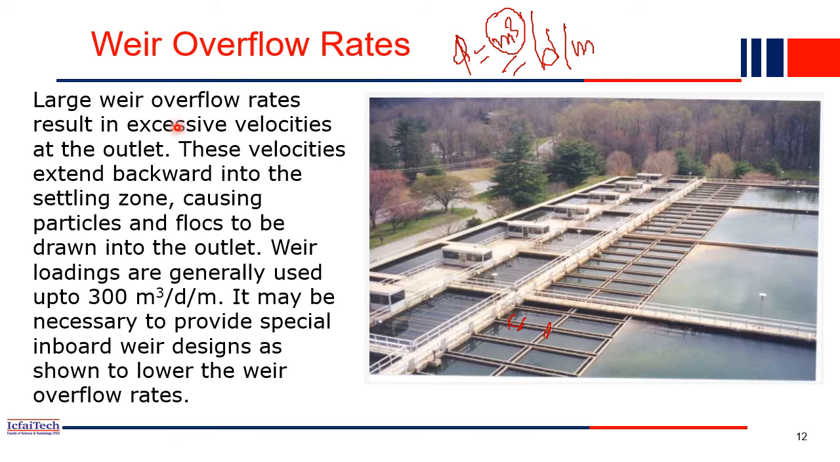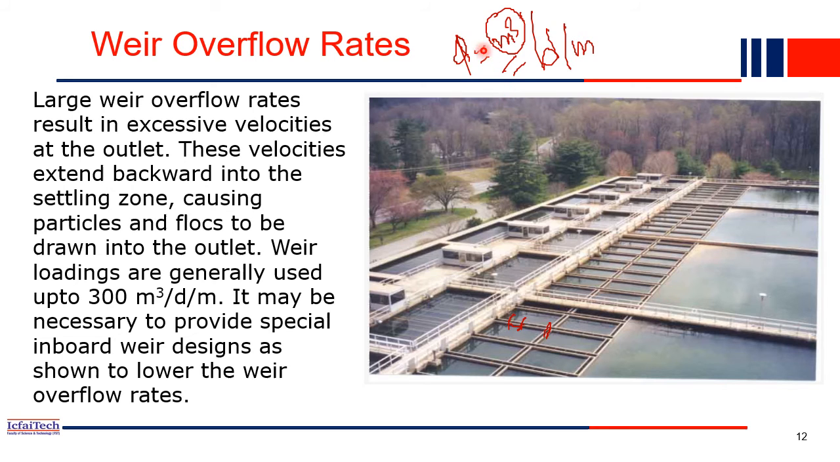So a large weir overflow rate results in excessive velocity at the outlet. For example, if for the entire city you want to treat the water, you need a large quantity of water to be treated. So in that case the weir overflow rate also should be high, right? Because you have to clean more quantity of water. So if you increase this q value, then what will happen? Ultimately the settling time will be very less, right? So water will pass very quickly from inlet to outlet, so the treatment also may not be good.